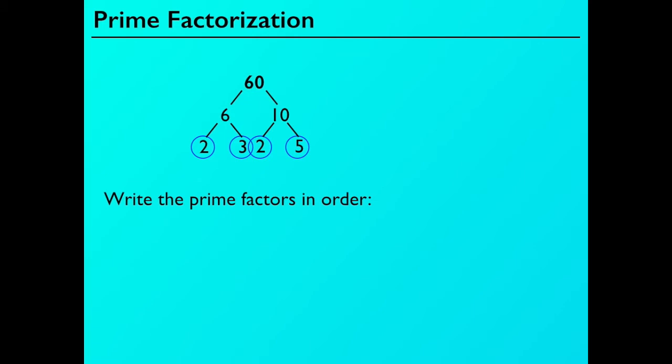Next, we're going to talk about prime factorization. Let's take the number 60. We need to find two factors of 60. Let's try 6 and 10. 6 times 10 is 60. Let's find factors of 6: 2 times 3. Notice 2 and 3 are prime numbers. Factors of 10 are 2 times 5. 2 and 5 are prime numbers. Let's write the prime factors in order. So 60 is equal to 2 times 2 times 3 times 5.